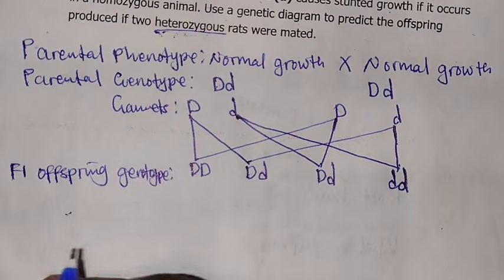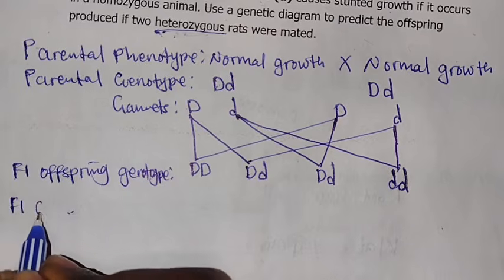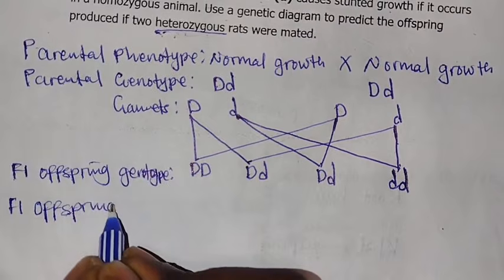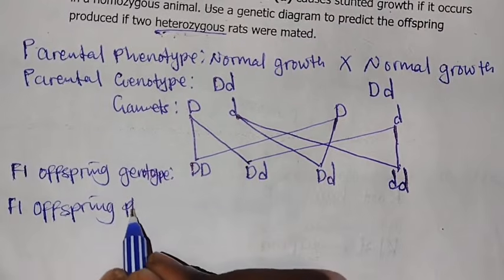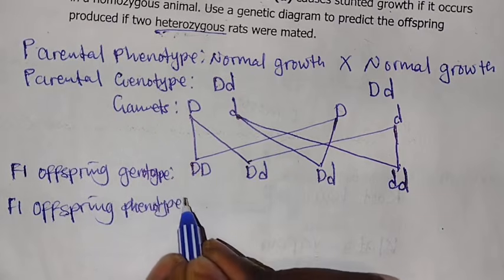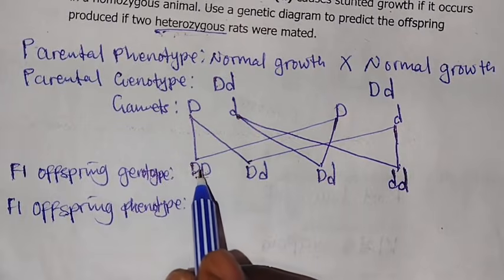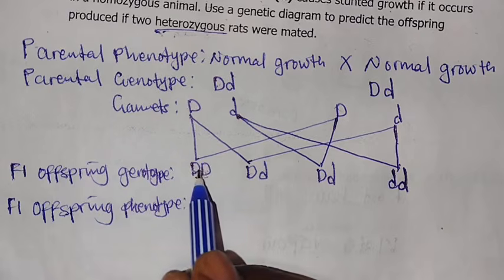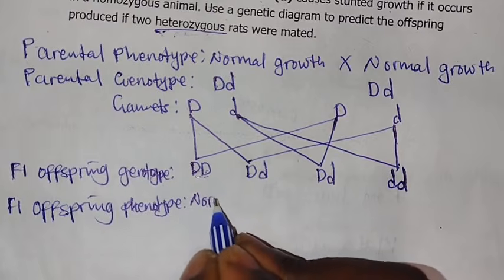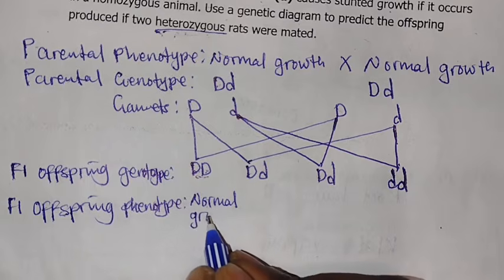Then from here let us now look at the F1 offspring phenotype. So what will be the phenotype? Now we'll look at the genotype. This is capital letter GG, homozygous dominant. So this is normal growth. Okay.